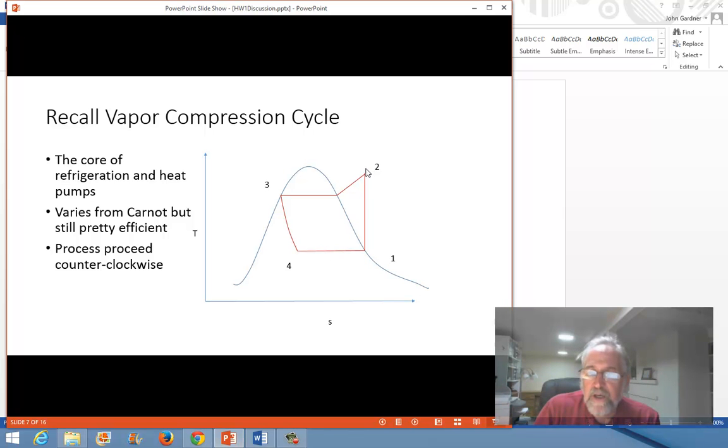There's the compression. And then this is the heat rejected at the condenser from 2 to 3. Since the line from 3 to 4 is isenthalpic, the enthalpy doesn't change. There's really no energy change here in this part of the process.